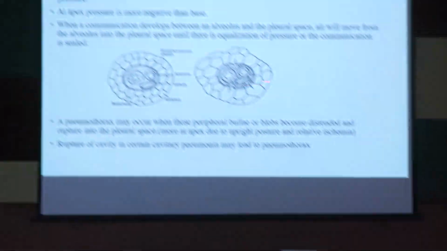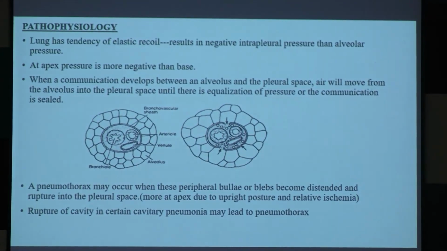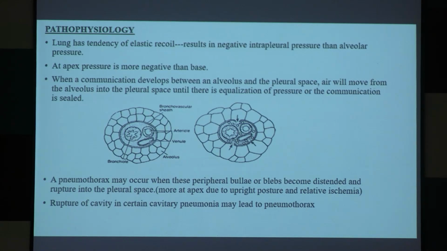So here the air accumulates, that leads to disruption of the arteriole, bronchiole and the venule, right? So this is the pathophysiology of pneumothorax.